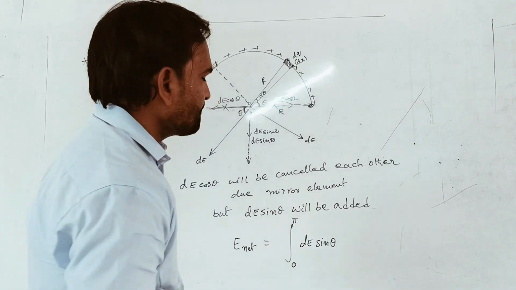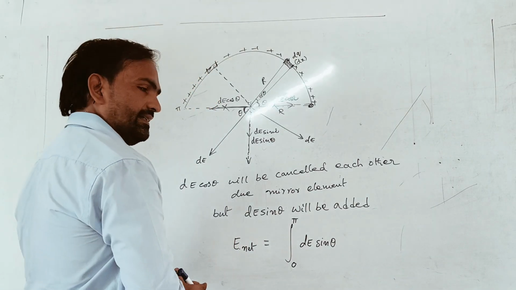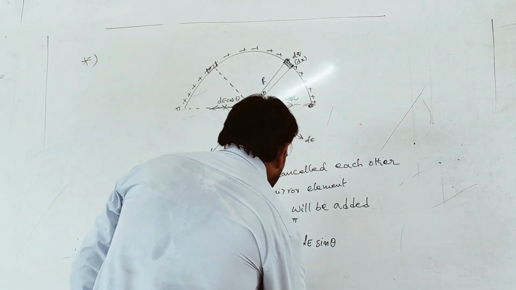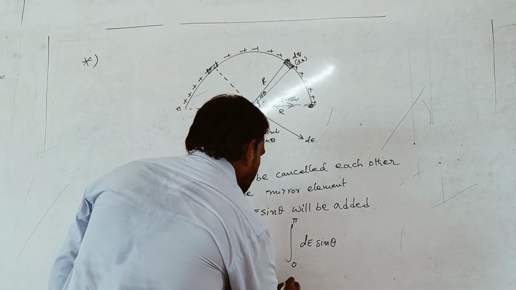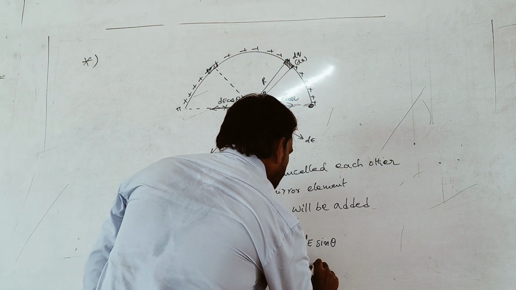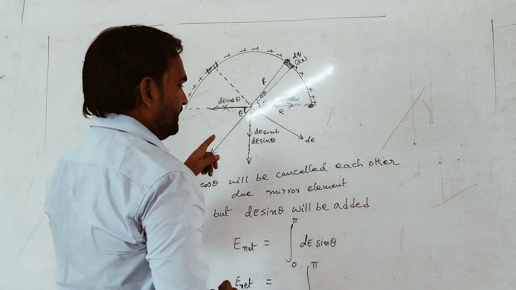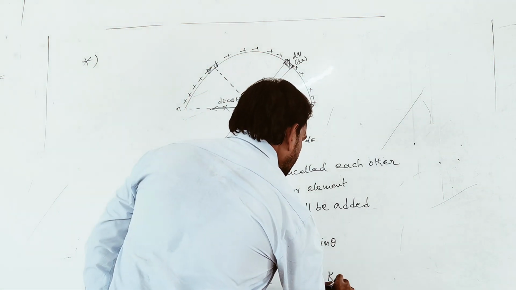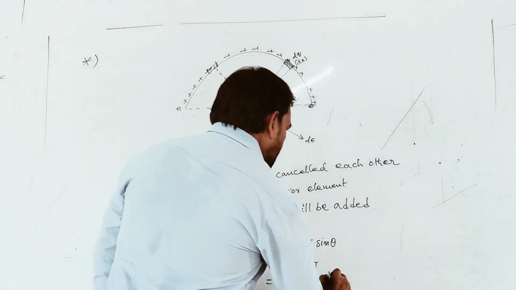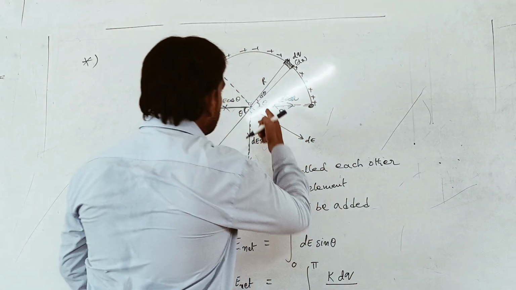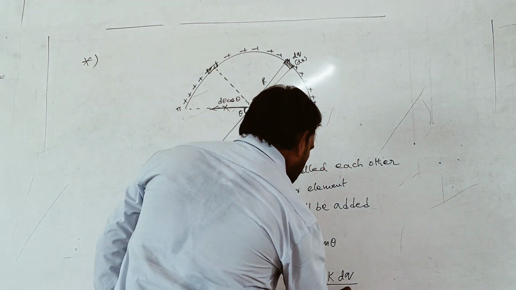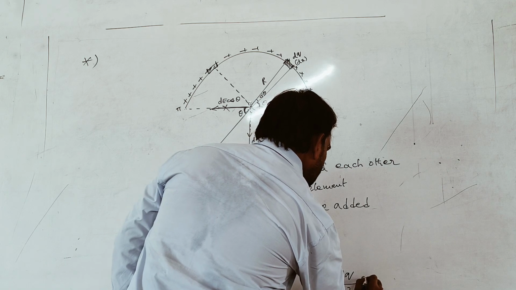Okay, students, what is dE here? So right now, E net is equal to the integration from 0 to pi of dE sin theta, where dE is equal to K dQ divided by the distance squared, R square, into sin theta.